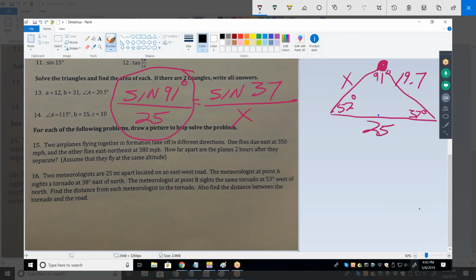Again, we have an equation with only one variable, x. So I'm going to cross multiply. So what's x equal to?